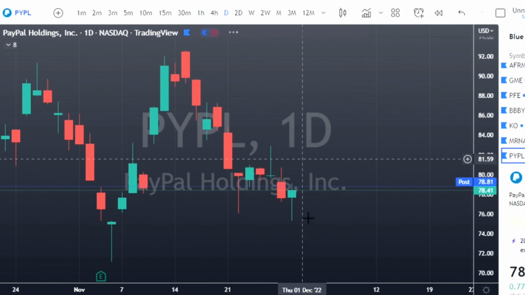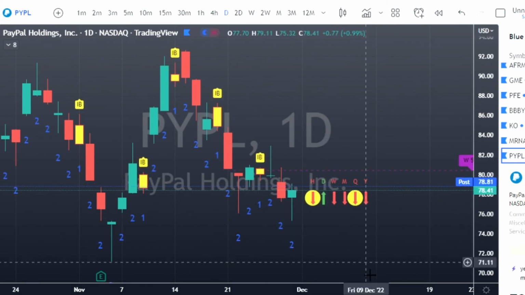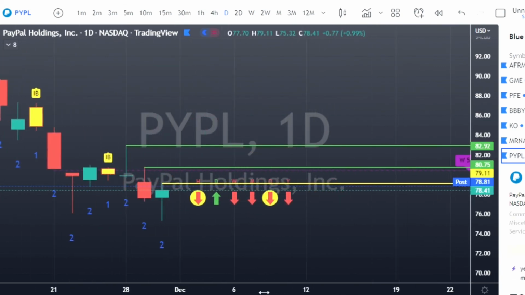PayPal, 2 down green, hammer candle. Again, we'll look for calls on this one. 79.11. First target's marked out at 80.75. The one thing I do want to tell you guys here, or add to, when I take my trades, if this thing goes to the upside, I only need, because these are day trades, they're scalps, whatever you want to call it, I only need this hourly and this daily in the right direction.